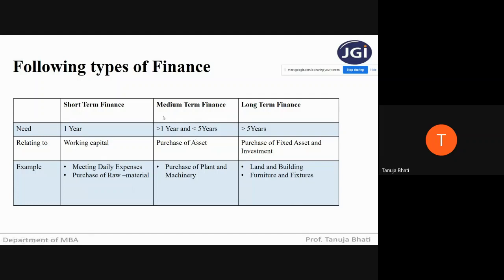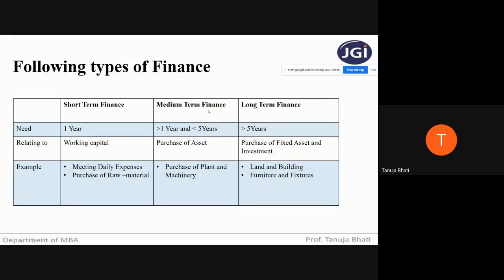Next, medium-term finance. If any company needs finance for more than 1 year but less than 5 years, it is termed medium-term finance. Usually, it is to purchase assets like plant and machinery.